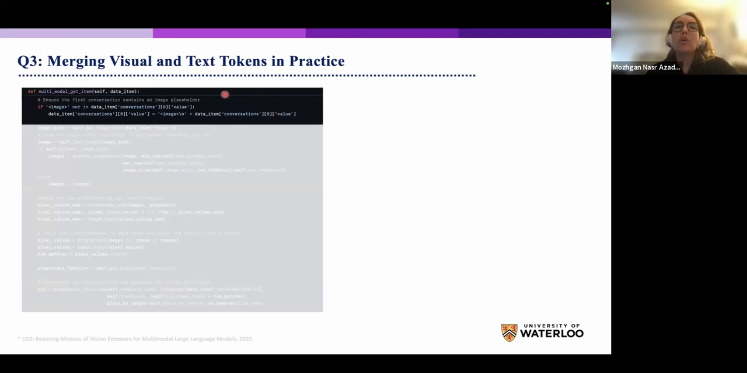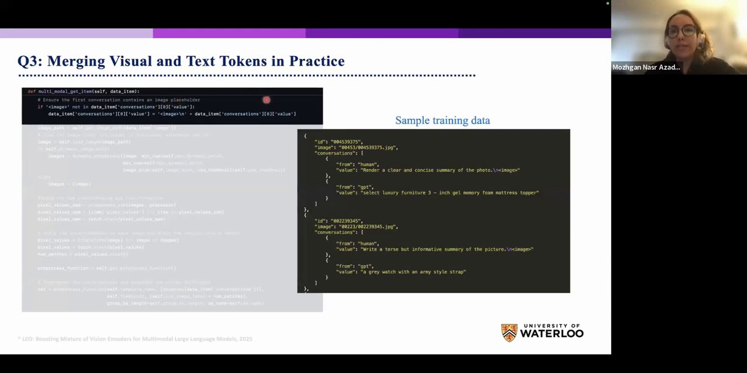The first part of this code is written to make sure that the first conversation contains an image placeholder. But let's see what this image placeholder is, what the role behind it is, and why it is important to have such a thing. To understand that, let's take a look inside a sample of training data. Here is a JSON format, a structured question and answer. Each training sample can have an ID, which we can retrieve it based on, and the location of the images where the model can go and load them from memory.